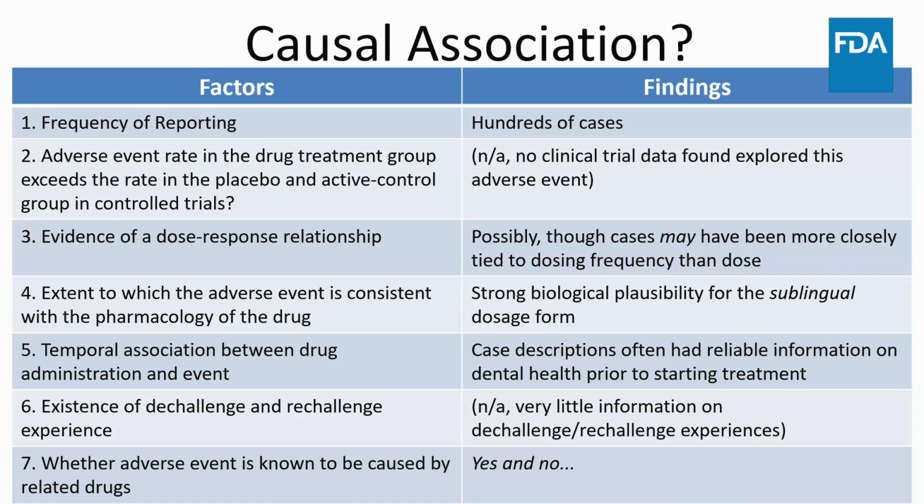So number 1, frequency. Again, hundreds of cases we had. Number 2 didn't really apply, that factor about placebo rate, not in this circumstance. Number 3, dose response relationship. I'll say possibly. I'll say also that most of the cases were perhaps more closely tied to dosing frequency, not the milligram dose. Pharmacology, I went over what appeared to us at least to be a strong biological plausibility given the pH issue. Temporal association, number 5.